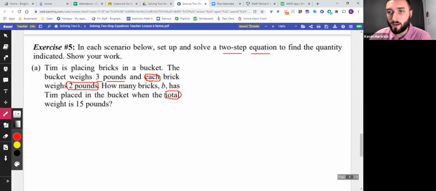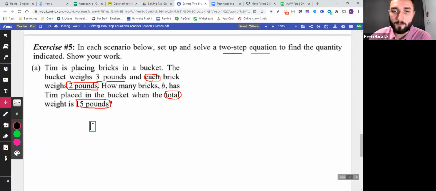total is also a very important word because that tells me that this 15 pounds is going to be on the other side of the equal sign. Total is what it equals. Okay, let's break that down.